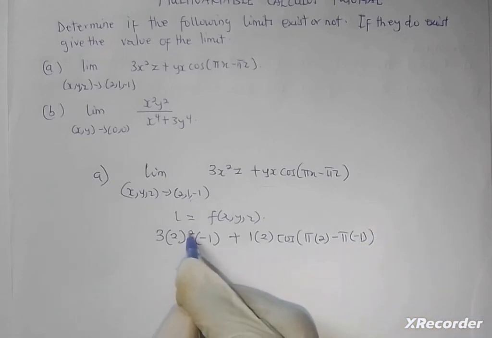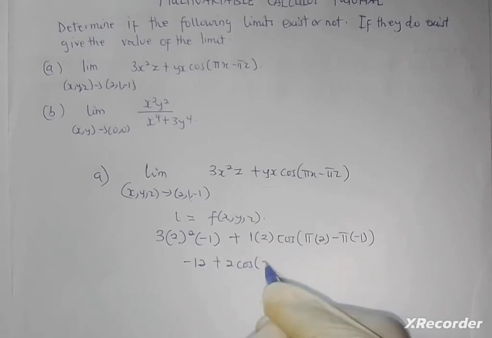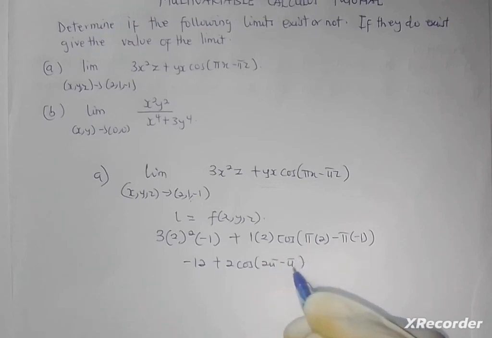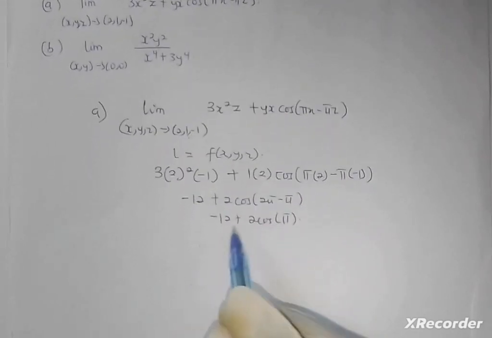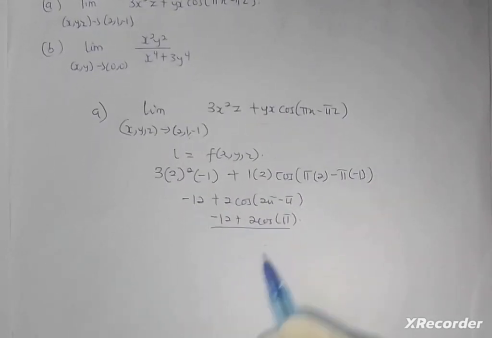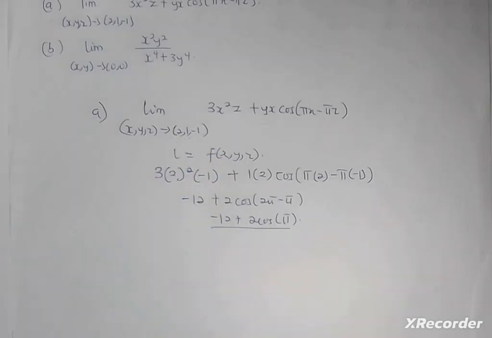And to further simplify this, I'm going to get here 4 times 3, which is 12. Negative 12 plus 2 cos of the expression, 2 pi minus pi. This further simplifies as negative 12 plus 2 cos of pi. You can go further to break this down, or you can also leave it this way. So we are going to get this solution as our functional value, which also is the same as the limit as this function approaches this particular point.